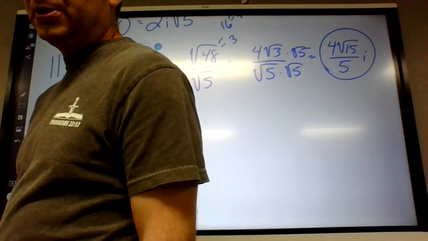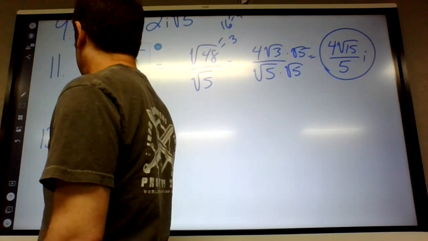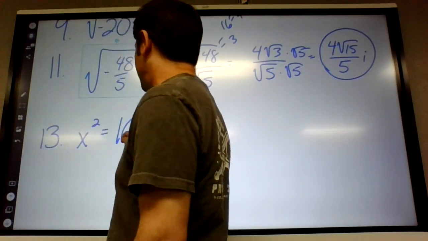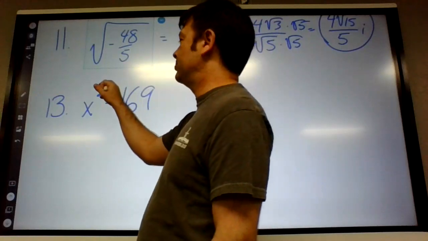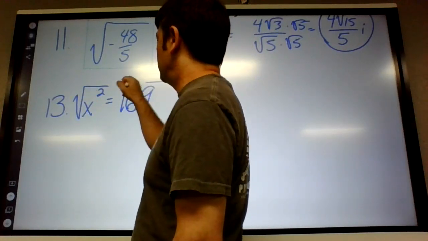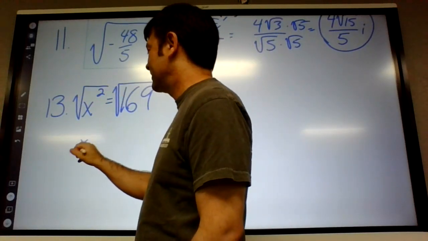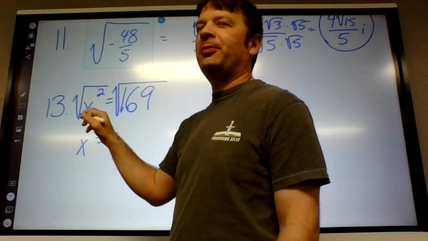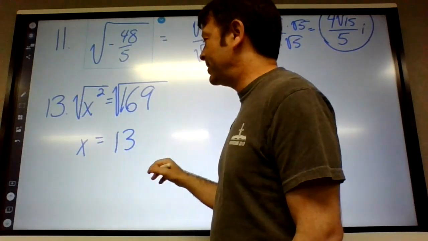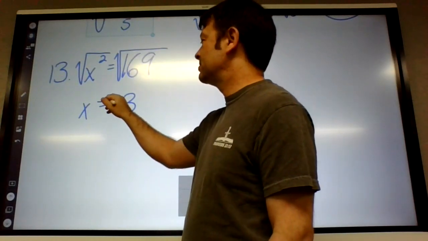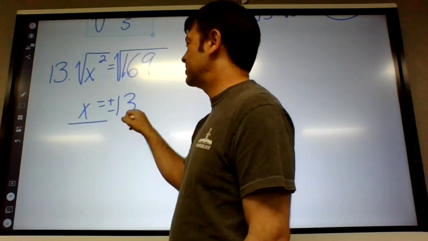This is 13. All right, now we're solving equations. X squared equals 169. So what's my one step to solve this? Square root. Does anybody remember what square root of 169 is? Okay, what's wrong with my answer? Plus or minus.